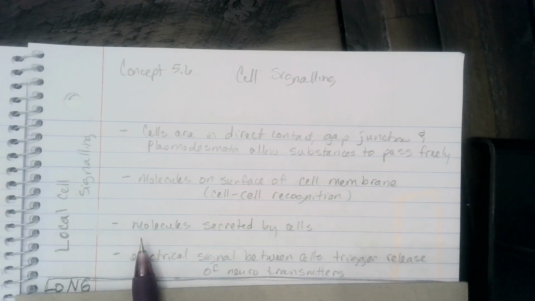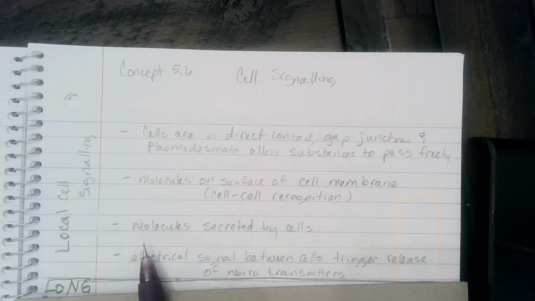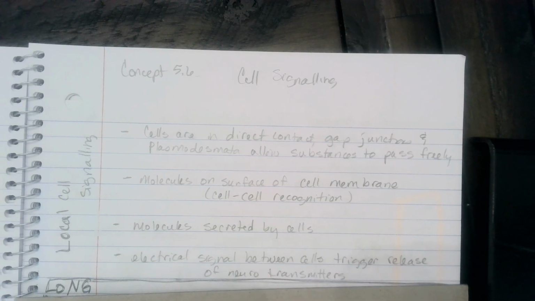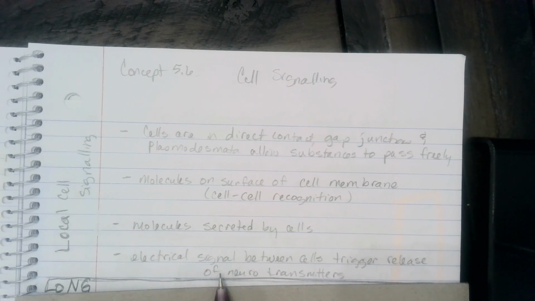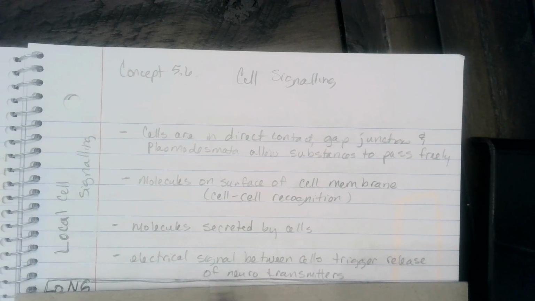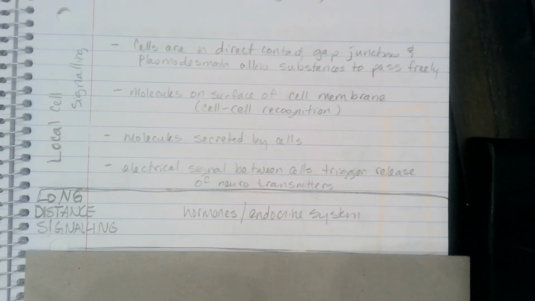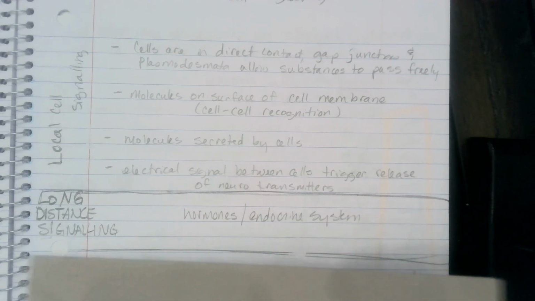The cells could secrete molecules, so local cell signaling molecules secreted by cells. That would be kind of like that damaged cell releasing the histamine. And then neurotransmitters: electrical signals between cells trigger the release of neurotransmitters. So that's local cell signaling. Long-distance cell signaling involves hormones in the endocrine system.